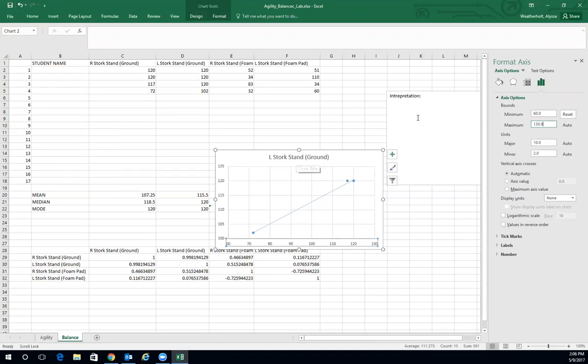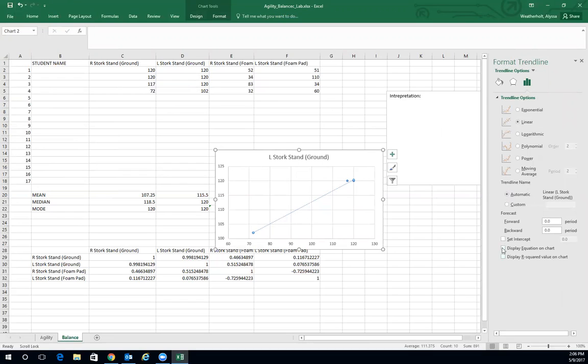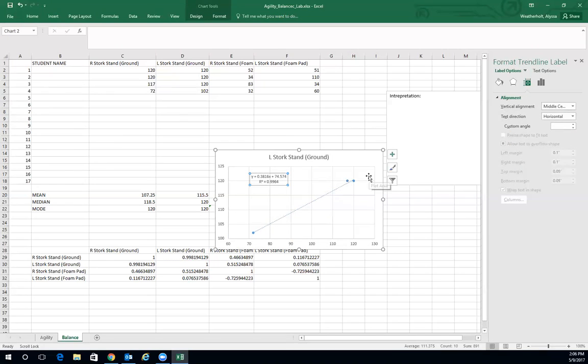And then what you want to do is, so you have that trend line, you want to insert the equation as well as the R squared to show the correlation. So this is the correlation, this is the R squared, which is the coefficient of determination. And if you take the square root of the R squared, you get the correlation coefficient.